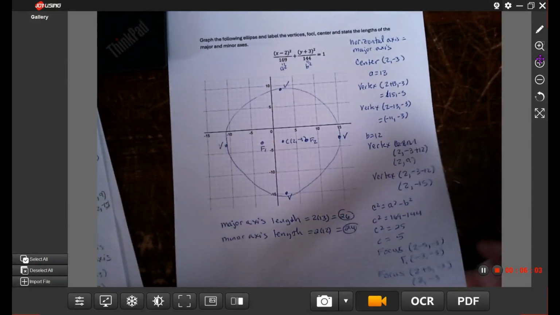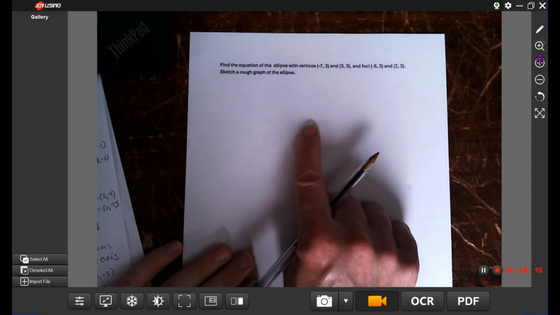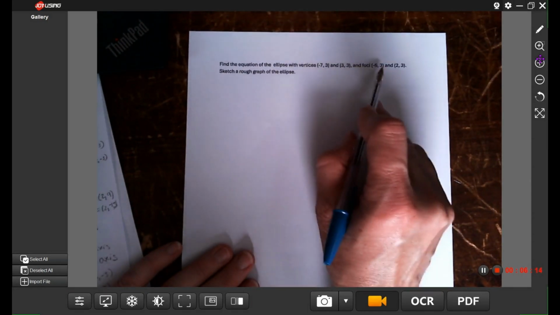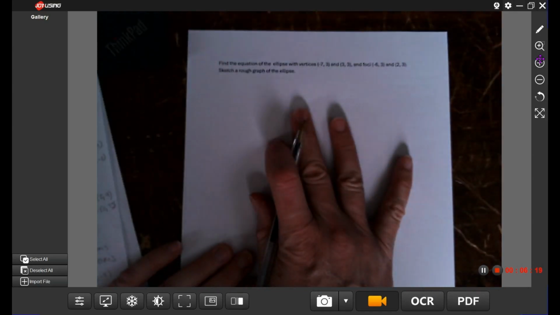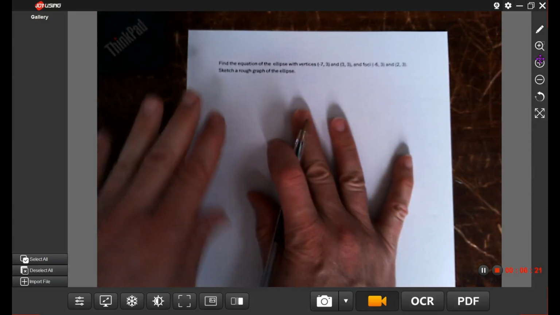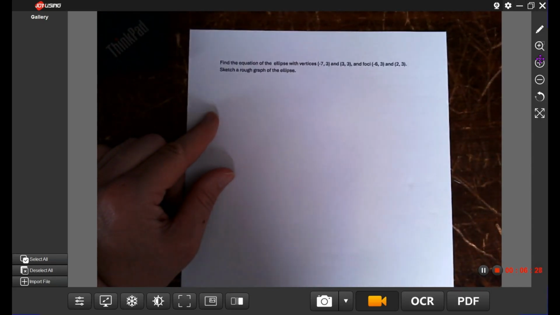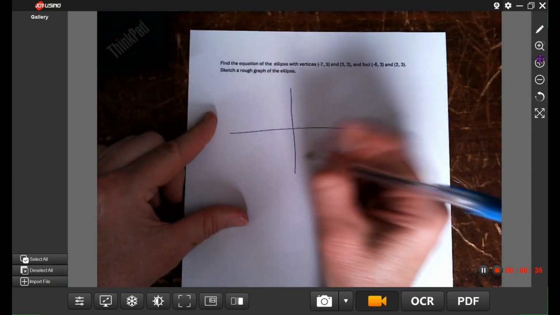All right, we did all of that. So we have one more question here. So the directions are to find the equation of the ellipse with these two vertices and these two foci. So you might be given different information. So for me, I'm a visual person, so I always try to get some kind of a diagram to help me sort out the information. You're going to have to take what you have and figure out what the missing pieces are in order to write your equation. So I'm going to do a super rough sketch of the ellipse.